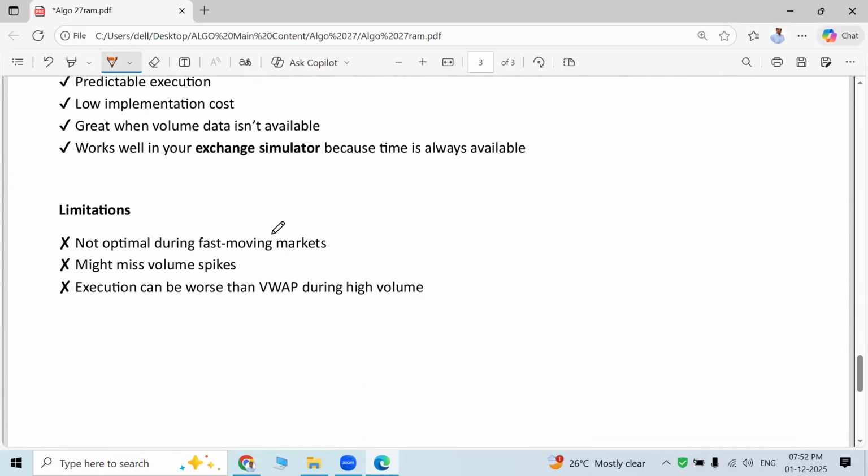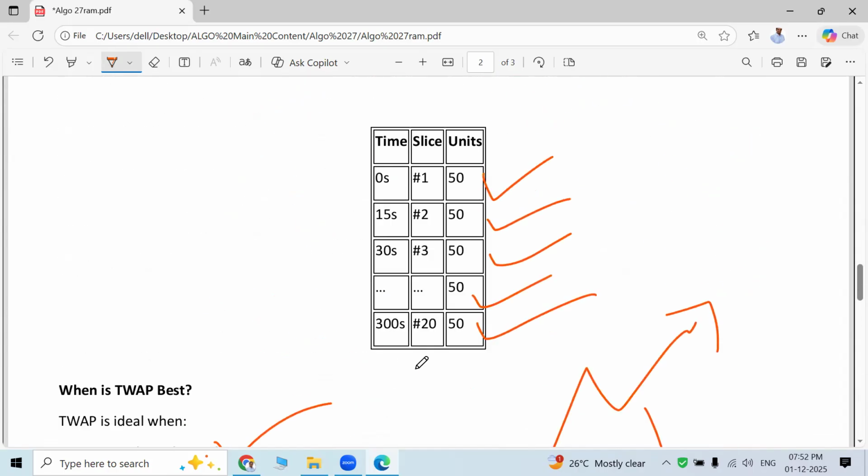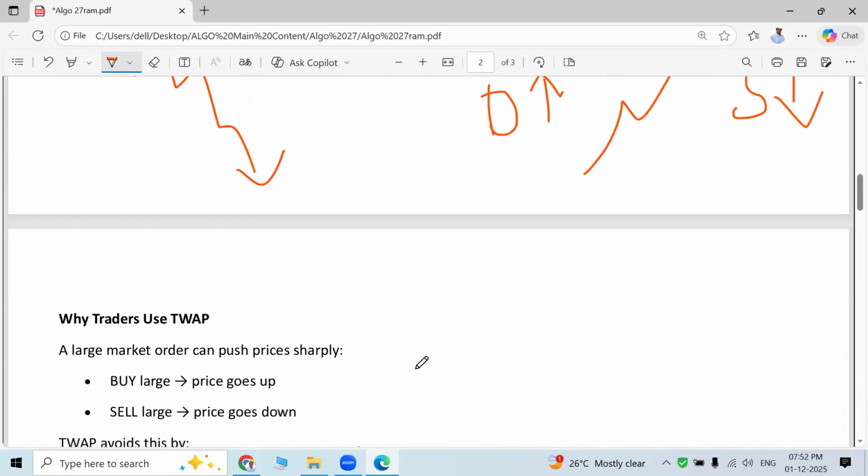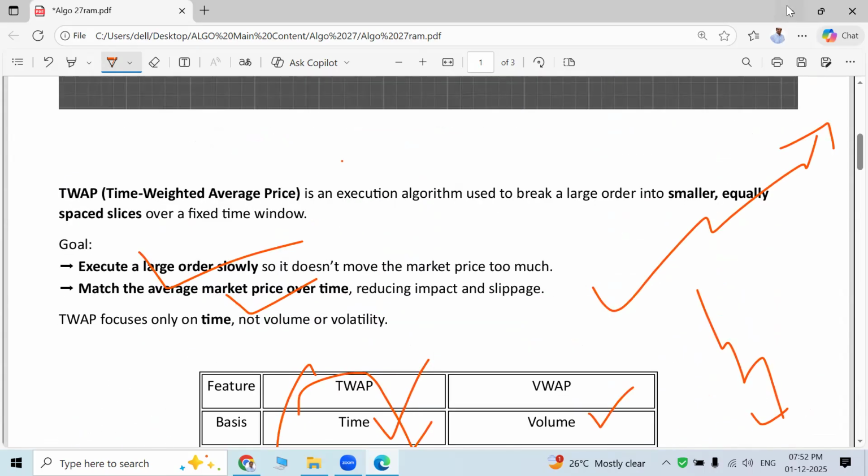Limitation is it works very slow. If the price moves very fast, then we might get a lot of problems with the TWAP. Then it misses the volume spike. It does not consider any volume. So execution becomes worse in TWAP if the volume suddenly spikes or volume changes. So TWAP has its own advantages and some disadvantages also.